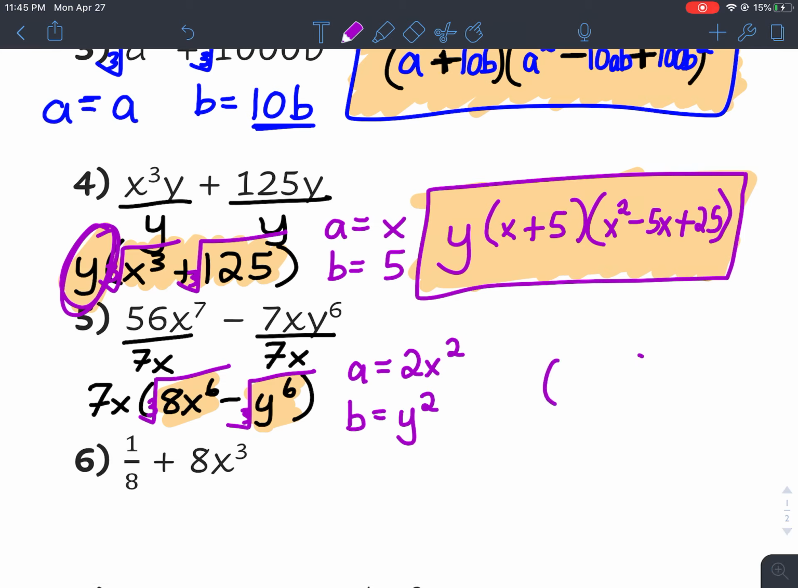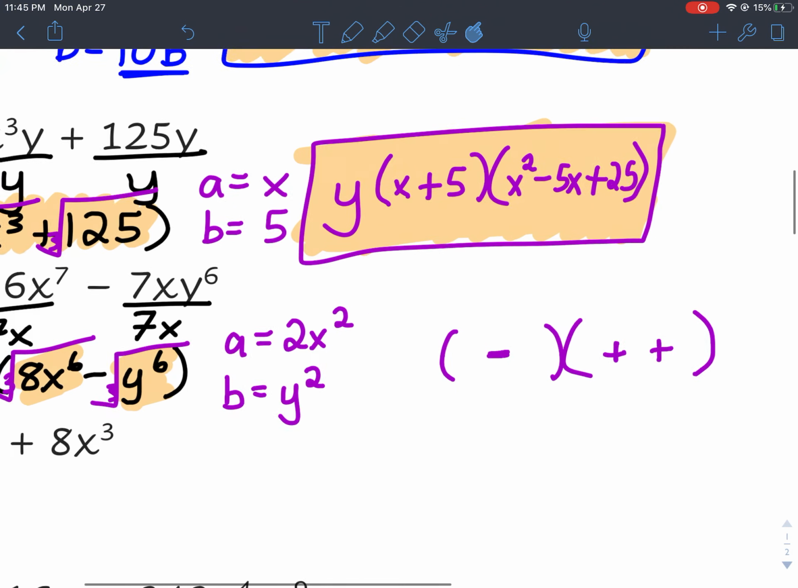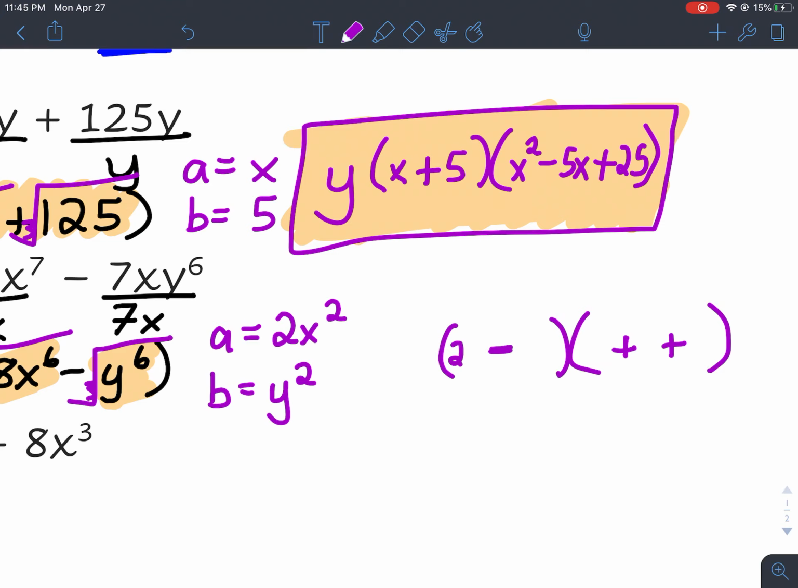Okay, and now it's just substituting it into our formula. We always have a binomial times a trinomial. Same sign, the original sign of the problem was subtraction. Opposites, always positive. A here is 2x squared. B is y squared. 2x squared squared, 2x squared times 2x squared, would be 4x to the 4th. Then if we multiply a times b, we have 2x squared y squared.